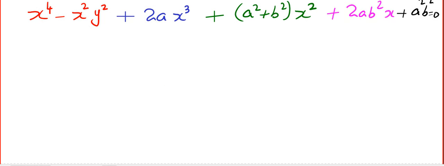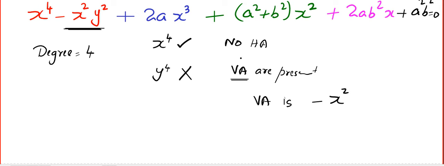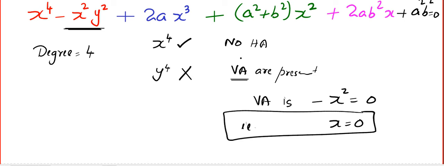Okay, so first part is done. Now what's the next thing to do? Write the degree. The degree is 4. Next you should check whether x⁴ and y⁴ are present. x⁴ is present, that means no horizontal asymptotes, and y⁴ is not present, so vertical asymptotes are present. Now you find the highest degree in y. I explained it in the last video, you can check it once more. So highest power in y is 2. I cannot see anything else, so that's it. And equate its coefficient. So the vertical asymptote is minus x² is equal to 0. That is, simplify, we get x equal to 0.